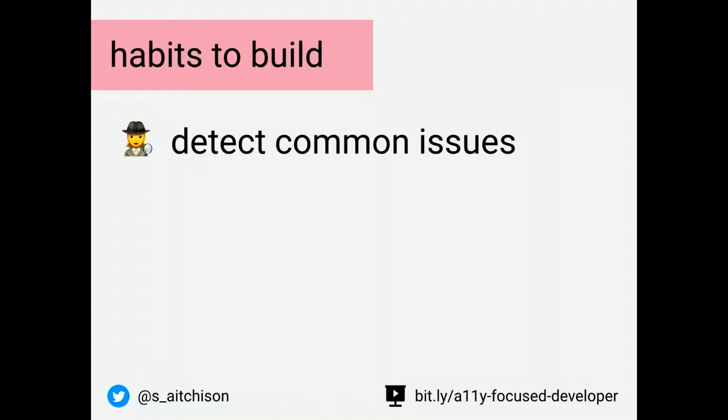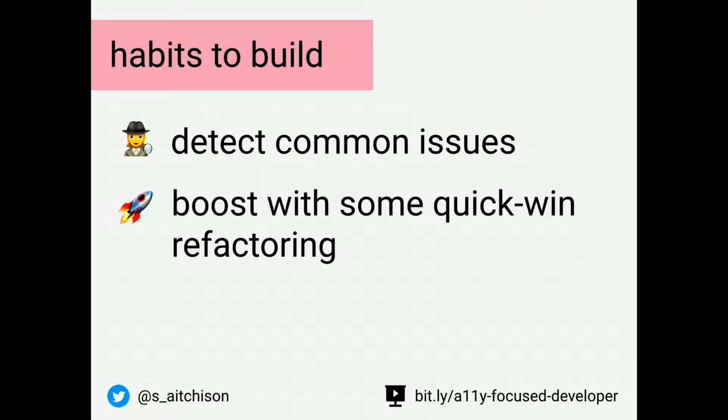So this is where we can start making changes in our habits and build habits that are going to help us learn more accessibility and also improve the accessibility of the apps that we build. So the habits that we're going to be talking about. We're going to look at how we can detect some common issues, specifically with linting. So nice and easy linting. We're going to look at every time you pick up a piece of work, are there some quick win refactoring things that you can do that can just add a little bit more accessibility into what you're doing, but don't take a lot of time.